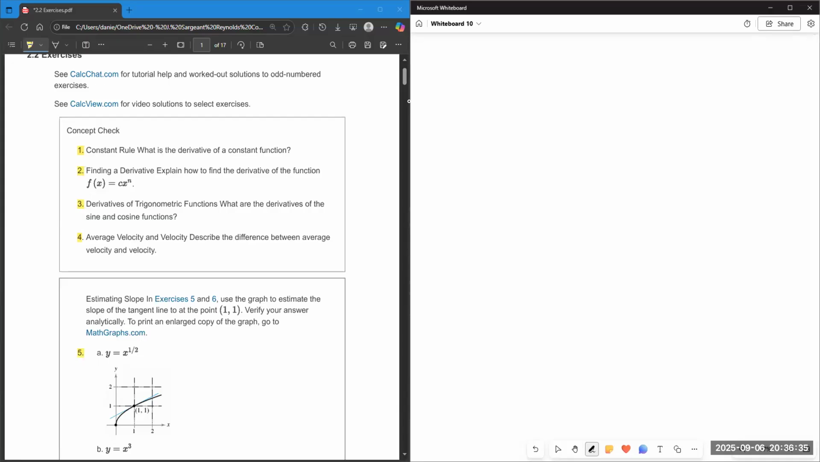The constant rule: what is the derivative of a constant function? It's always zero. For a power function in the form of c x to the n, f prime of x is going to be c times n, x to the n minus 1.